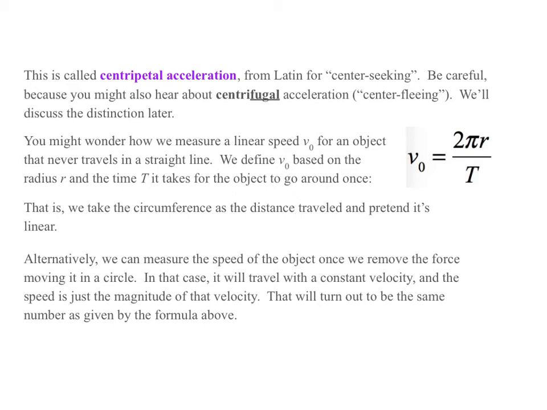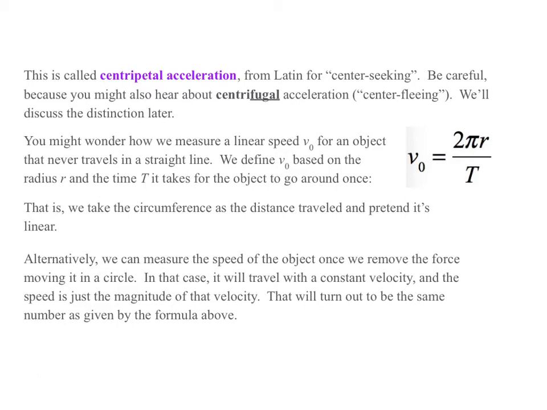But be careful, because you also sometimes hear about centrifugal motion. Here the fugal is the same root as fugitive, meaning fleeing or avoiding. And so we have center-fleeing motion, and we'll talk about the distinction later, more when we talk about dynamics than kinematics.